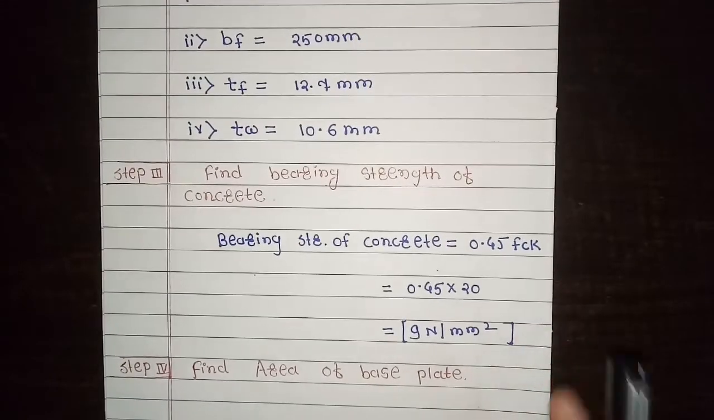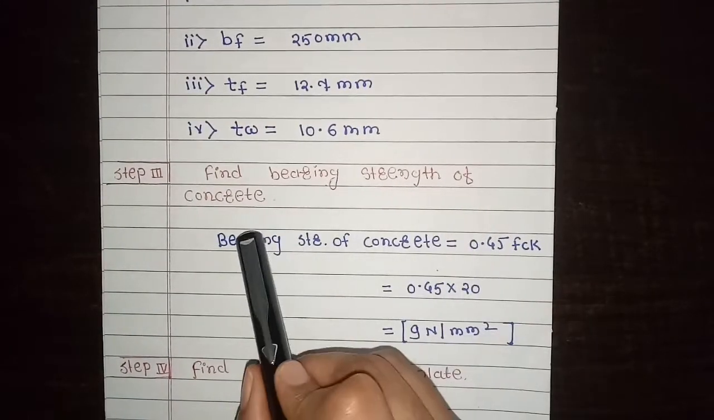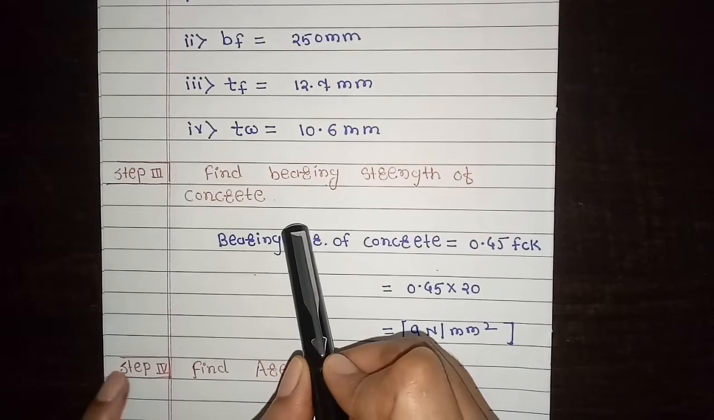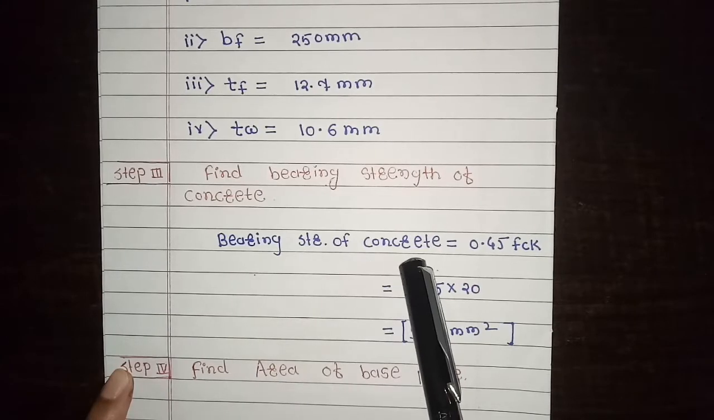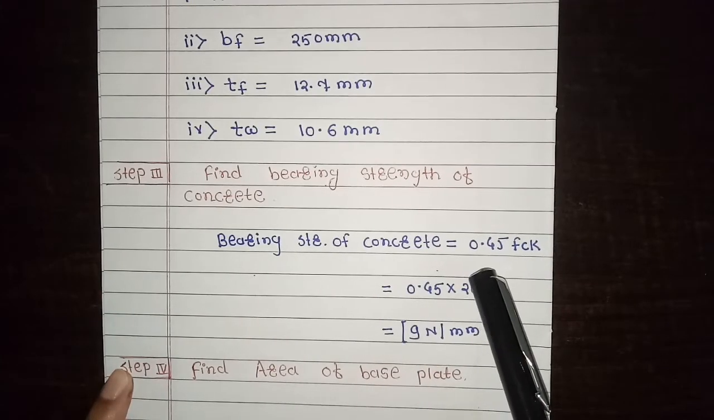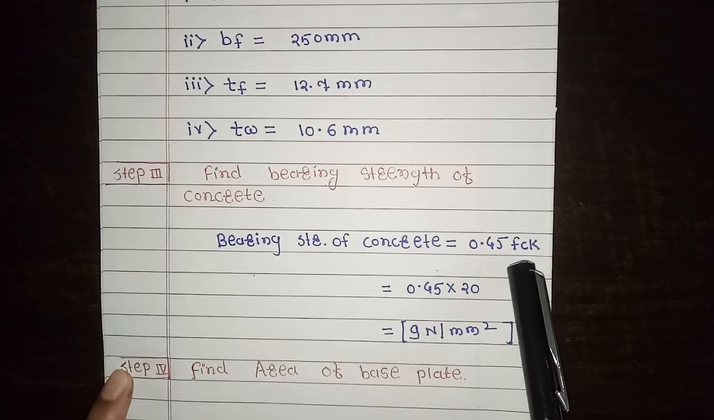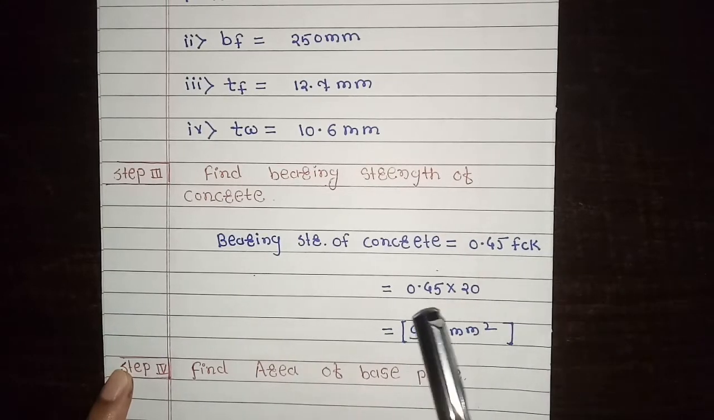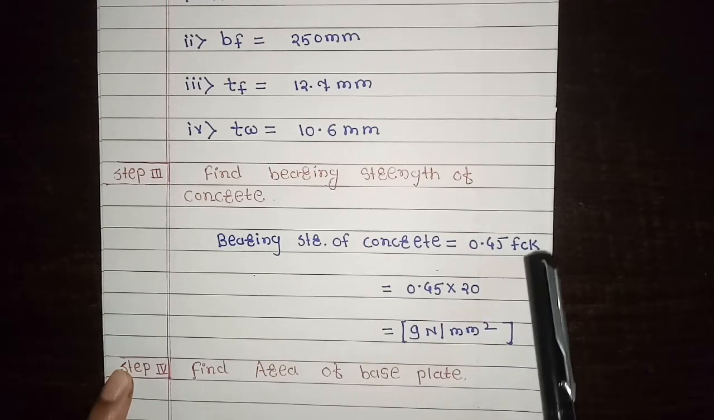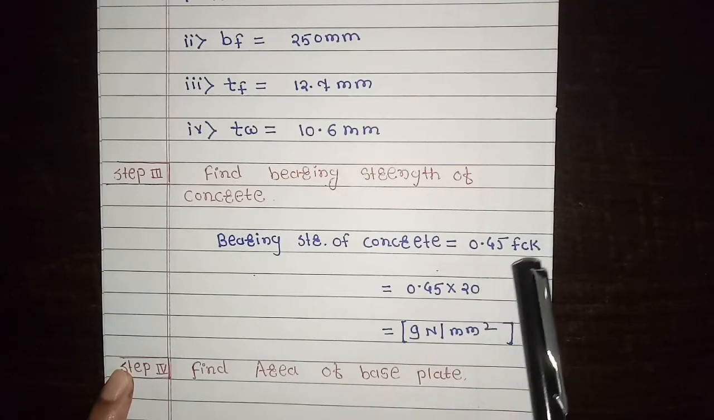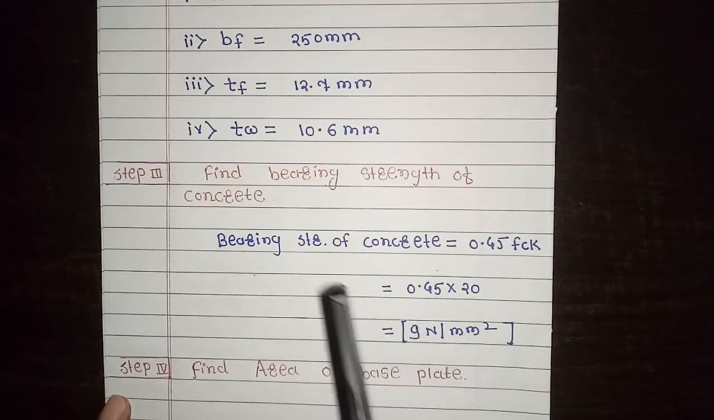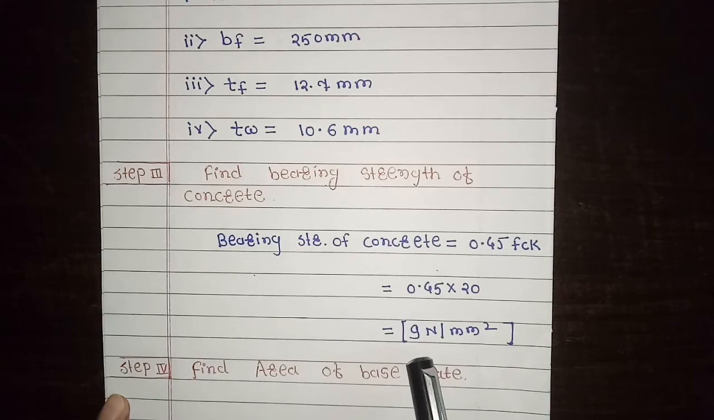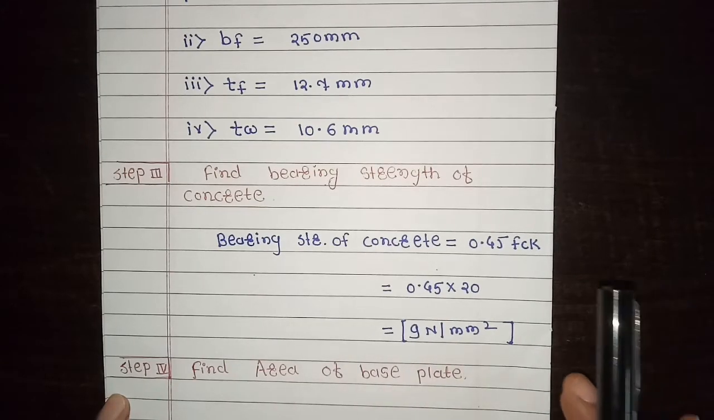Okay, then the third step is to find the bearing strength of concrete. Bearing strength of concrete is equal to 0.45 FCK as per IS code. So 0.45, put the value of FCK. FCK is 20. Then we get 9 Newton per mm square. So the bearing strength of concrete is 9 Newton per mm square.